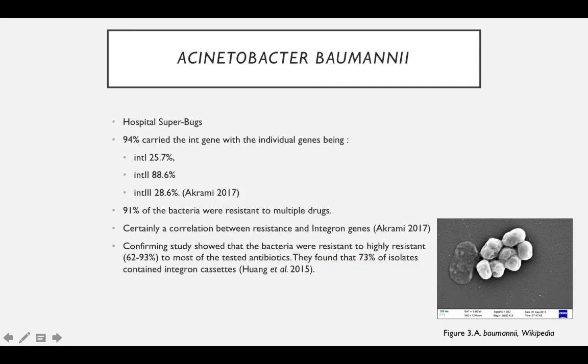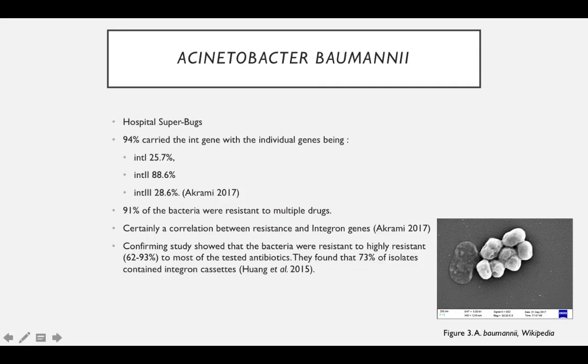But the IntI was prominent. 88% had that. 25% had IntI1. IntI2 and IntI3 was 28%. These don't add up to 100, so in these genes, some had both. What's going on there? Can't really tell you. But definitely there's a correlation between the resistance genes and the integron presence, right?